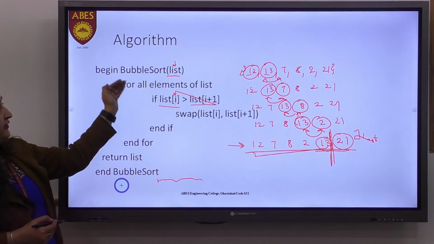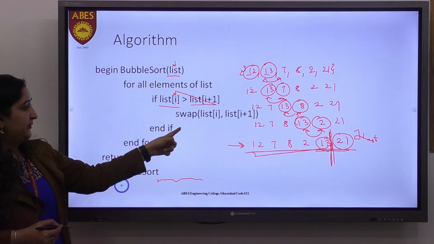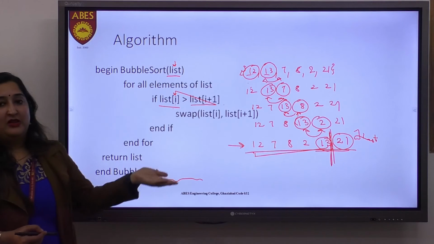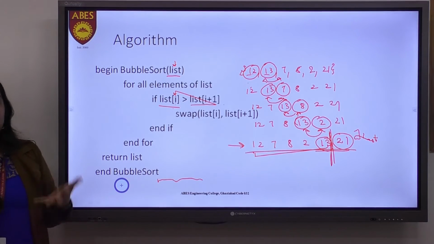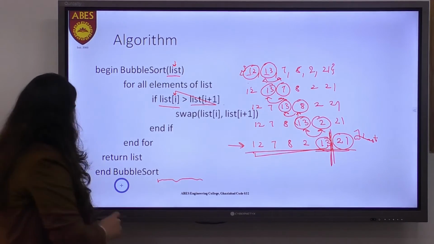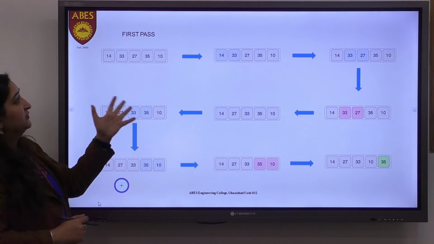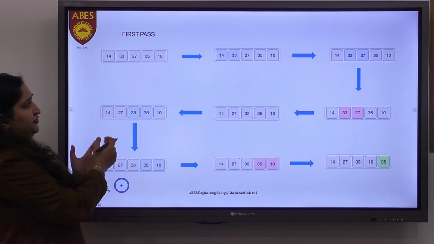We have only taken the one list. While we have performed this operation, we check again. If all elements are sorted, then we'll stop, otherwise we'll continue. So this is the simple example which I have just shown.